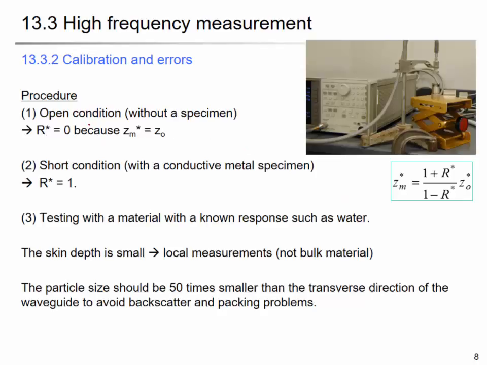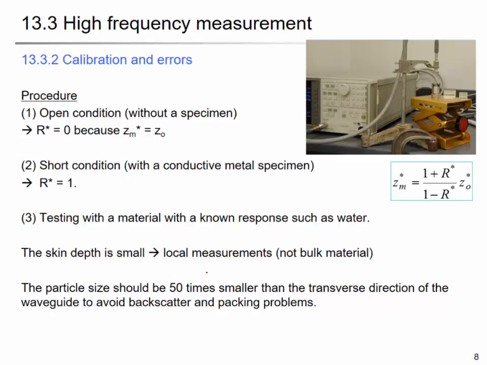So you do the measurement in the open condition for open circuit, and you do the measurement in the short condition, so that you make contact with the conductive metal specimen to the coaxial cable, the probe. Also you can test with a known material, with a known response, like DI water. Right? And as I said, the skin depth is so small, so it will be only a local measurement, so it doesn't represent the bulk property.